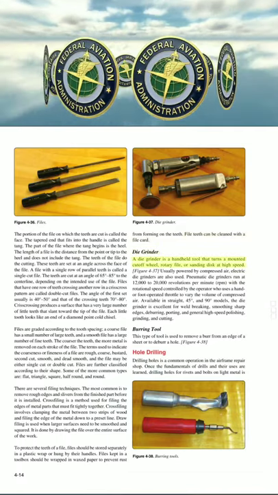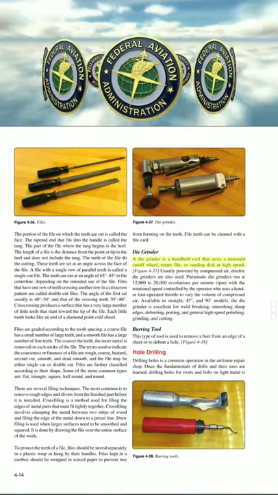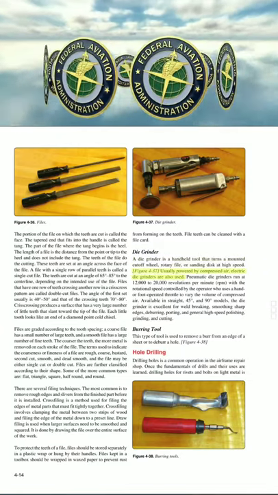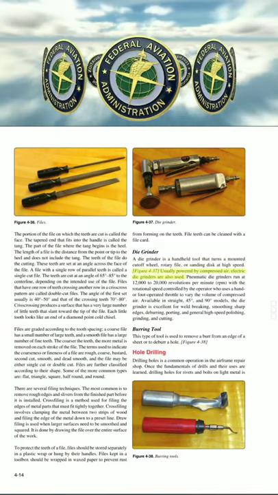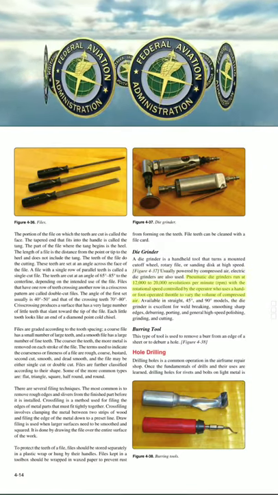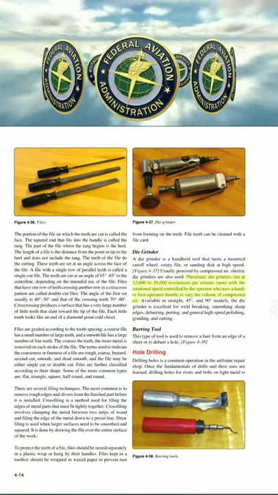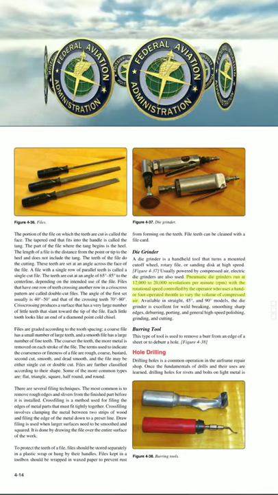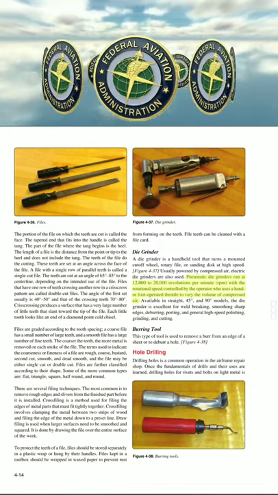Die grinder. A die grinder is a handheld tool that turns a mounted cutoff wheel, rotary file, or sanding disc at high speed. Figure 4-37. Usually powered by compressed air, electric die grinders are also used. Pneumatic die grinders run at 12,000 to 20,000 revolutions per minute, RPM, with the rotational speed controlled by the operator, who uses a hand or foot operated throttle to vary the volume of compressed air.